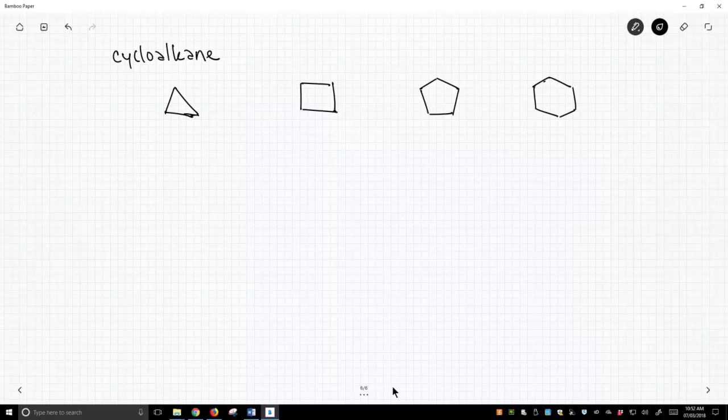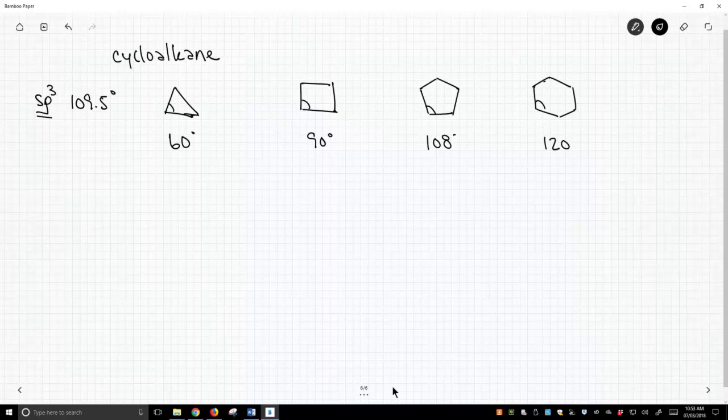So if you look at all these carbons, what we'll find is all these rings contain sp3 carbons. So we think the ideal bond angle for all these carbons should be 109.5. However, if you go back to your high school geometry class and look at what the internal bond angle is for these polygons, you'll see that for cyclopropane, it's 60 degrees. And for a flat structure, for cyclobutane, it's 90. For cyclopentane, it's 108. And for cyclohexane, it's going to be 120.